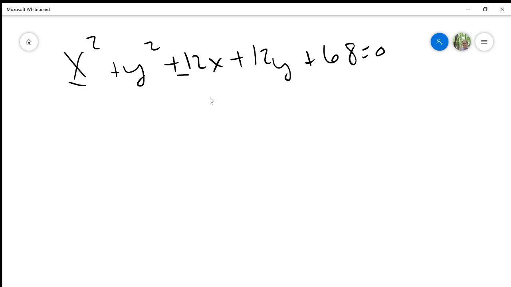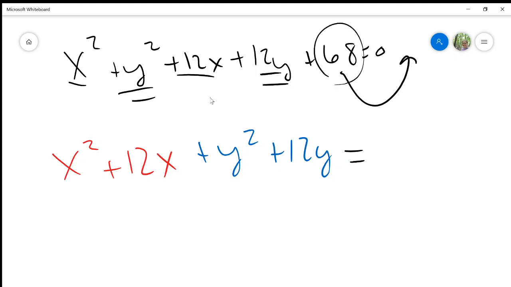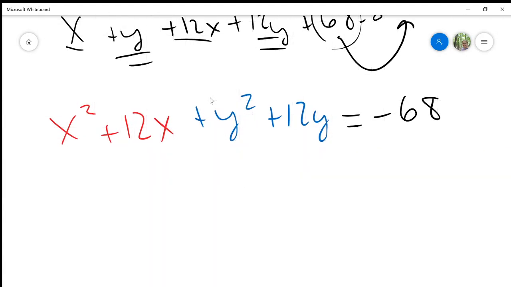I need my x values to be side by side. I need my y values to be side by side, and I need this number to be on the other side. And so I will say, well, this is going to be x squared plus 12x. I'm just putting them side by side. And then I will say, well, this is plus y squared plus 12y. And then I'm going to have an equal sign, and if this is a positive 68, in order for me to move it over, I'm subtracting. And so now at least my x's and my y's are side by side.